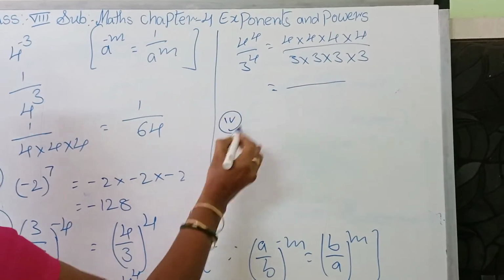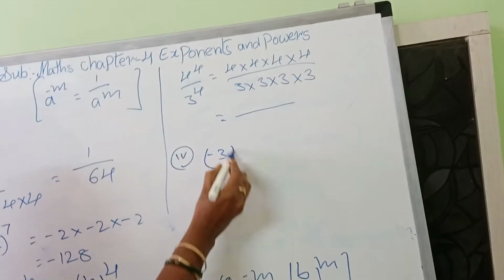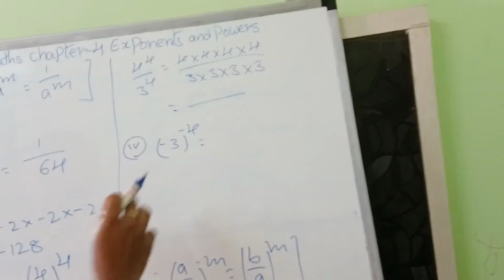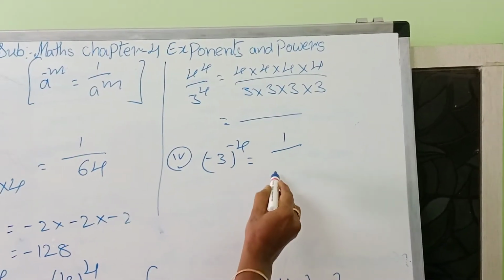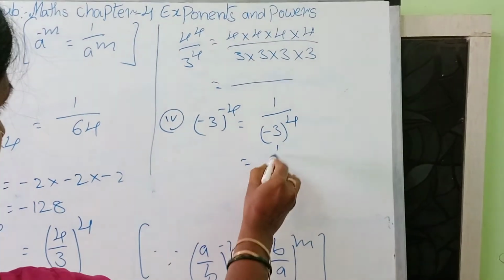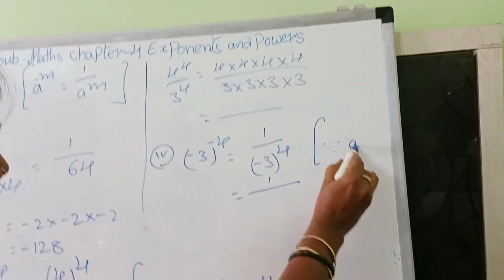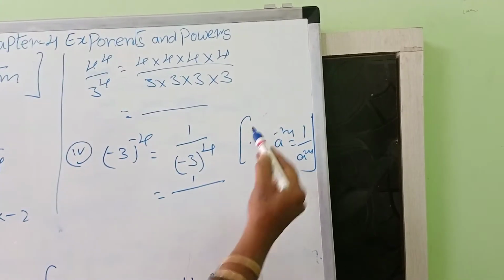Let's see the fourth one. Minus 3 whole to the power of minus 4. Here the base is negative and the power is also negative. First of all, the power is negative, so we have to write 1 by that particular problem: 1 by minus 3 whole to the power of 4. The formula is a to the power of minus m equal to 1 by a to the power of m. This is the suitable identity.